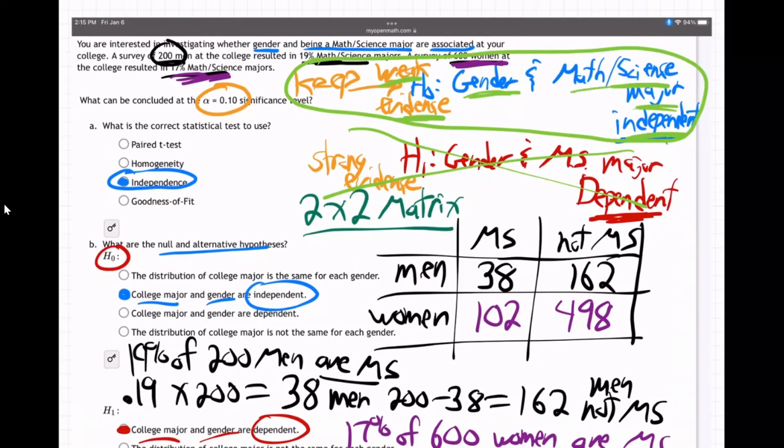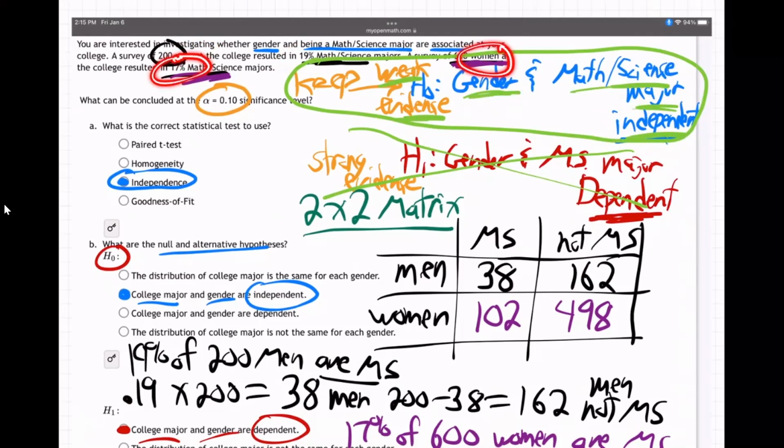So we're saying, yeah, it looks like gender and math science major are really separate. They're independent of each other. They're not connected. And you might say, well, yeah, it made a difference, right? Because for the men, 19% of them were math science majors, and for the women, 17%. So that's different. Yeah, but it wasn't different enough.